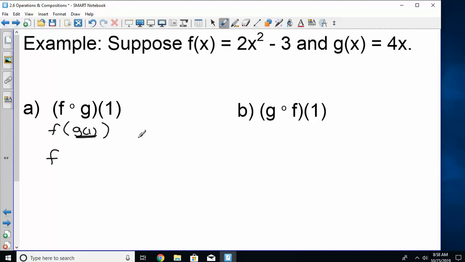So if I plug a 1 into g, that's 4 times 1, which is 4. Now you plug your 4 into your f. So 2 times 4 squared minus 3. So we get 16, 32 minus 3 would be 29.